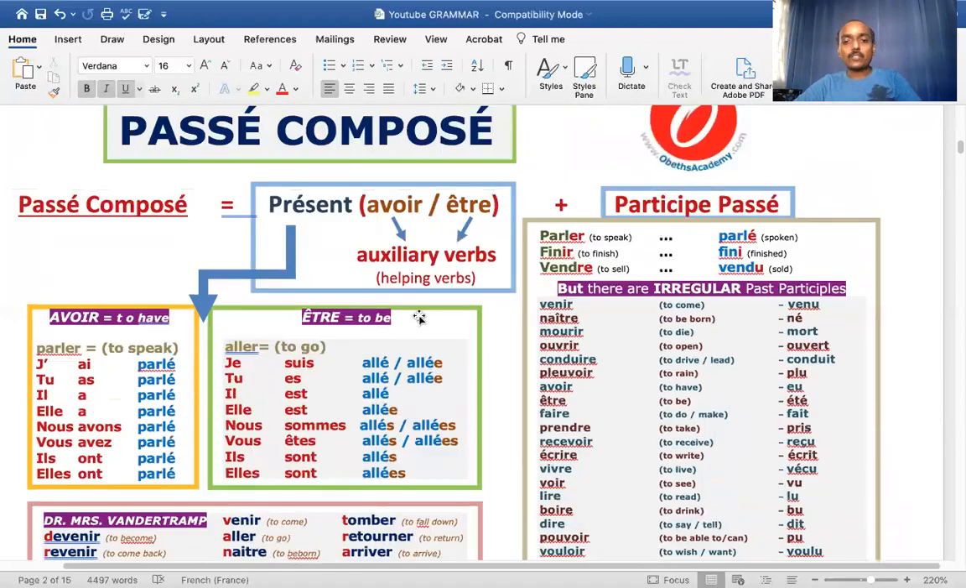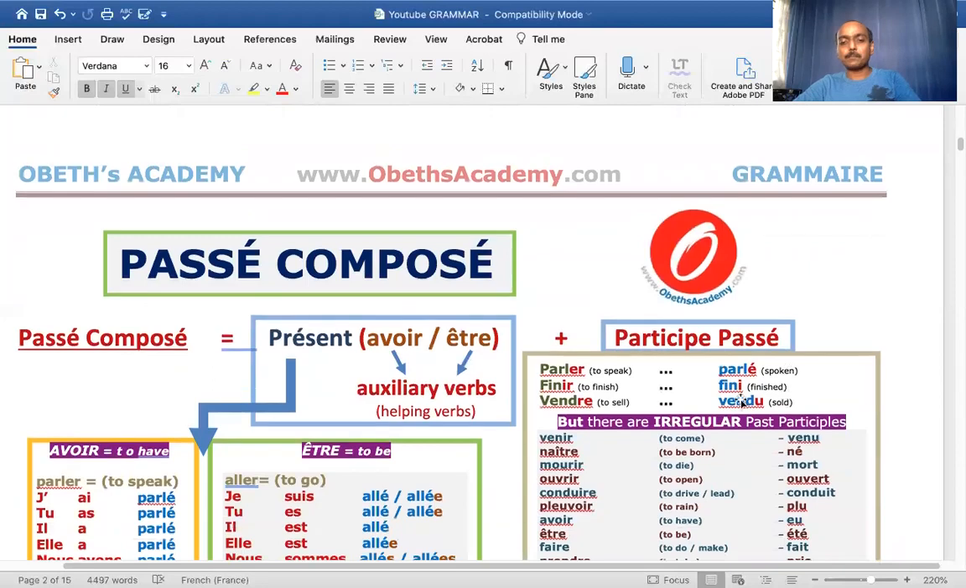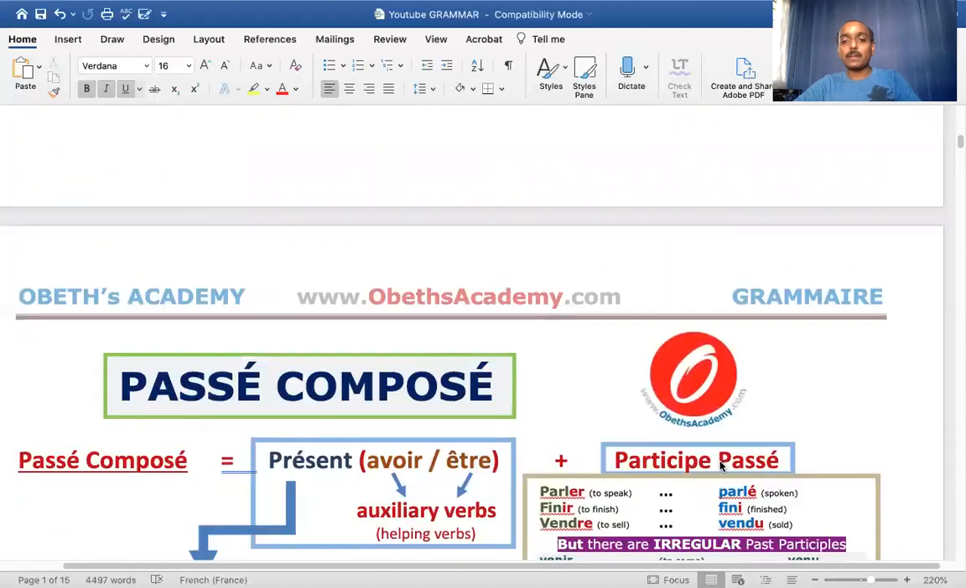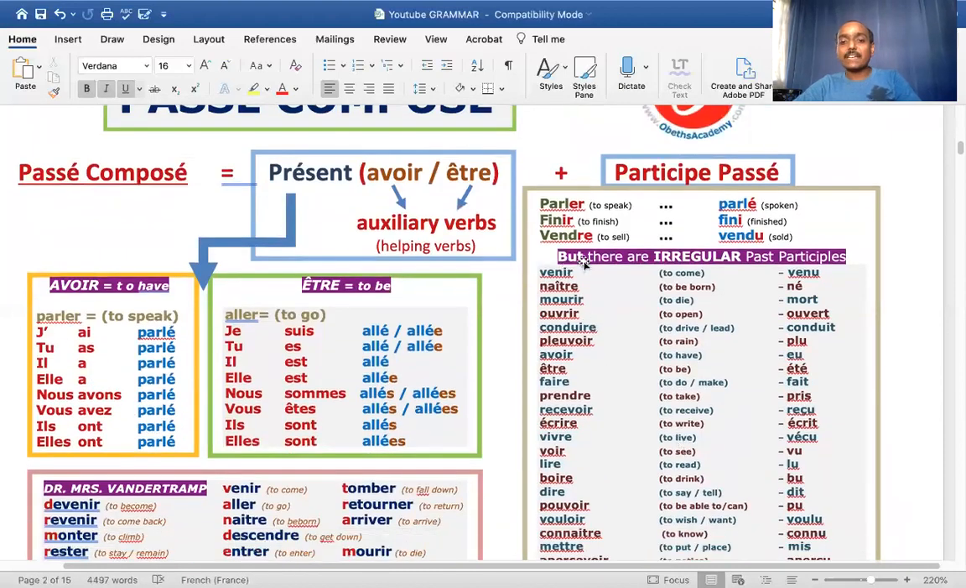Now, what about the general rule to get your past participle? If a verb ends with er, you cut er and put e acute. If a verb ends with ir, remove ir and put i. If a verb ends with re, remove re and put u. But for certain verbs, we need to learn by heart the irregular past participles.